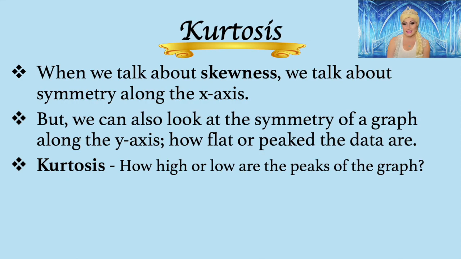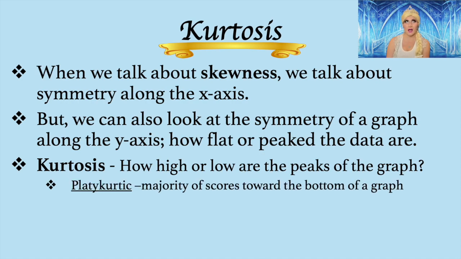The first one is platykurtic. I helped myself remember this by thinking of a platypus. And basically with the platykurtic graph, it means that the majority of scores are toward the bottom, which means you don't have a high peak. It's kind of flat against the bottom of your graph.